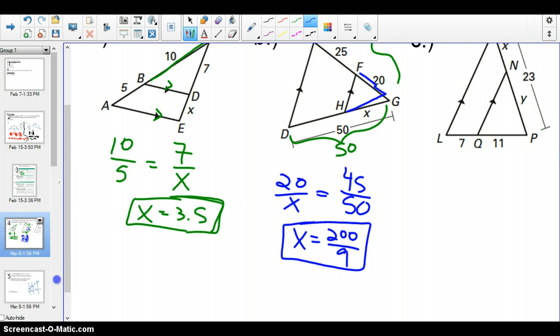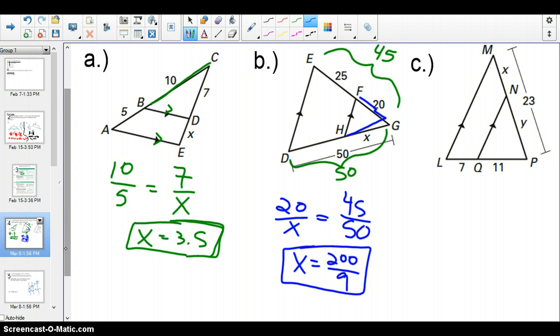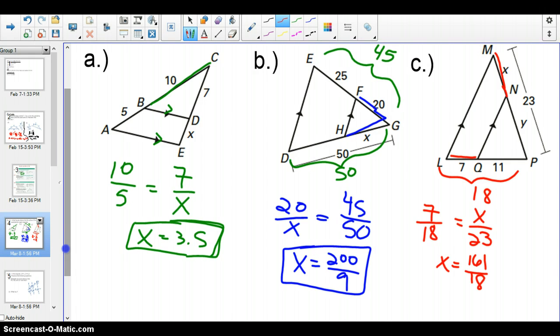And then the last one, I'm going to do something similar as I did in part B. I can see that this whole side right here is 18, and I've got my other side MP being 23. So what I can do is I can say that 7 is to 18, this portion right here, is to 18, just like x is to 23, and x is that sort of corresponding part on the other side of the triangle. So when you do that, x is 161 over 18.